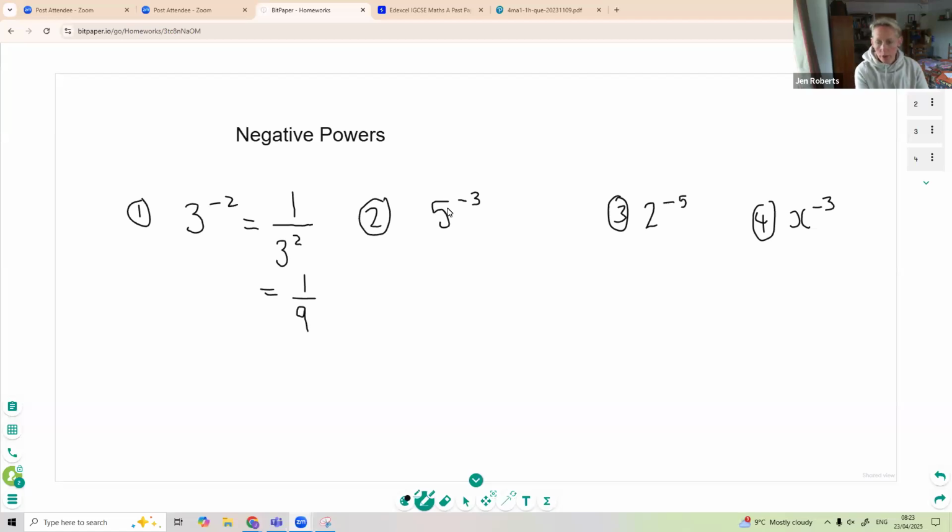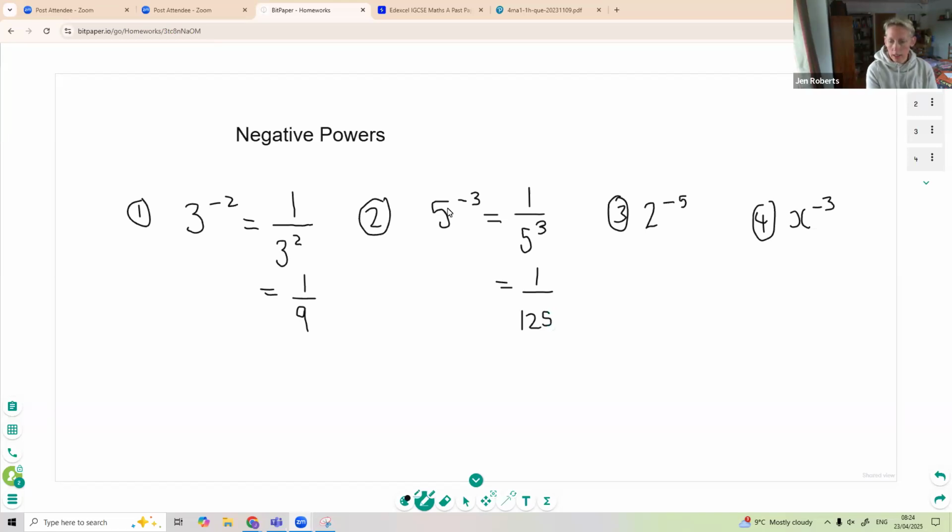This will be on a non-calculator paper, or it will ask you to show your working out. So don't use your calculator for these. So here, negative power, so the answer is a fraction with 1 at the top and 5 cubed at the bottom. 5 cubed is 125.